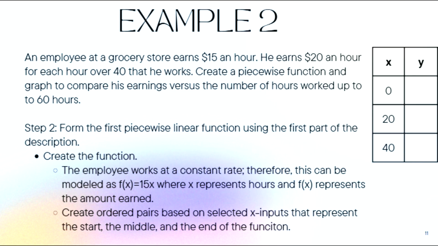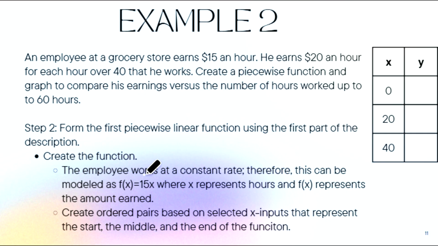Step 2, form the first piecewise linear function using the first part of the description. So we're going to write the formula, create the function. The employee works at a constant rate, therefore this can be modeled as f of x equals 15x, where x represents the hours and f of x represents the amount earned. 15 is the slope or the rate of change.